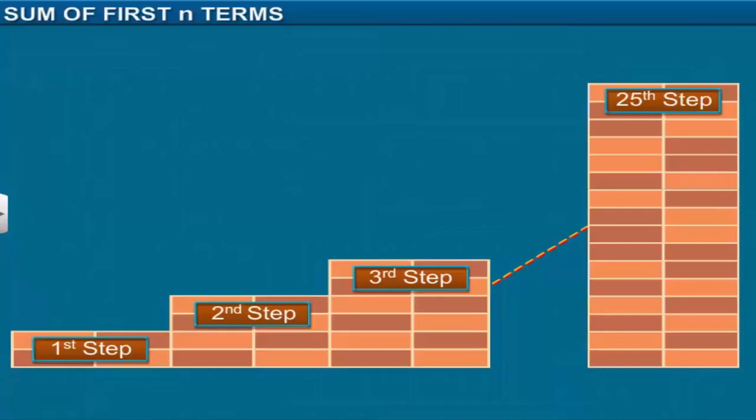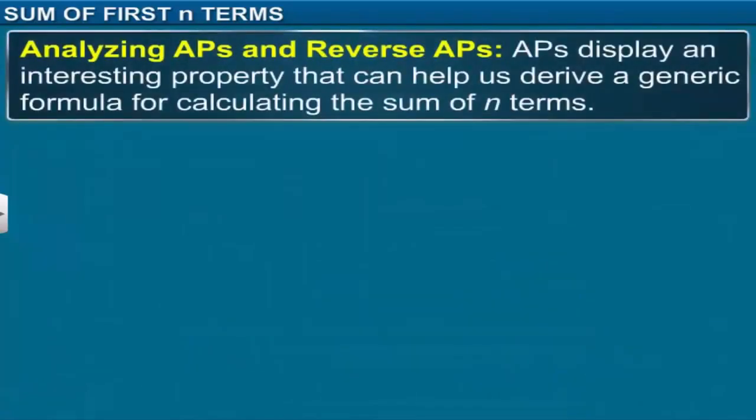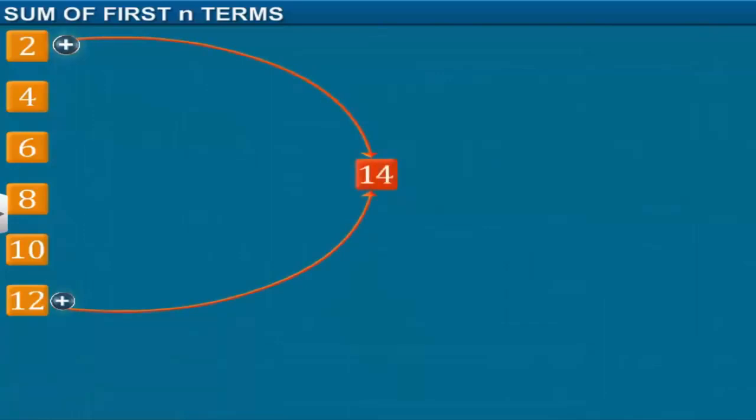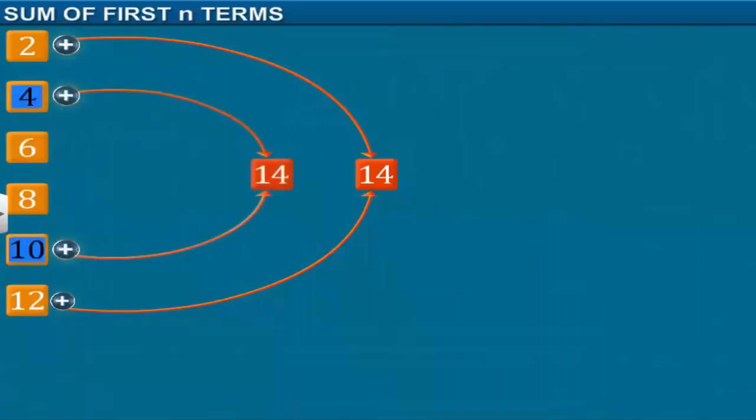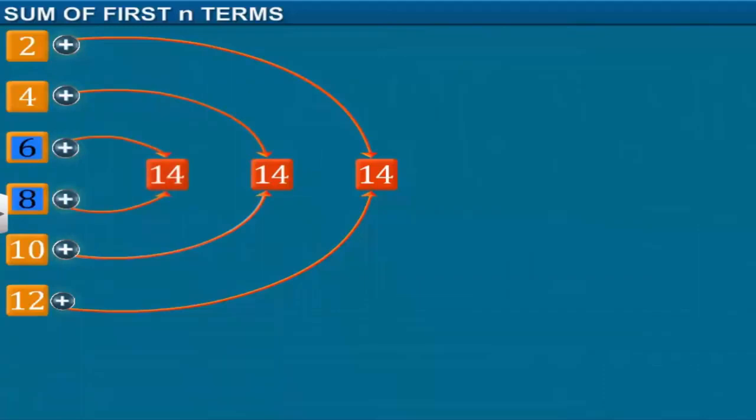for the staircase? APs display an interesting property that can help us derive a generic formula for calculating the sum of n terms. Take an example of a sequence of numbers 2, 4, 6, 8, 10 and 12. If you add the first term 2 to the last term 12 in the sequence, the sum of the 2 terms equals 14. Similarly, if you add the second term to the 5th term and the third term to the 4th term, you get 4 plus 10 equals 14. 6 plus 8 equals 14.